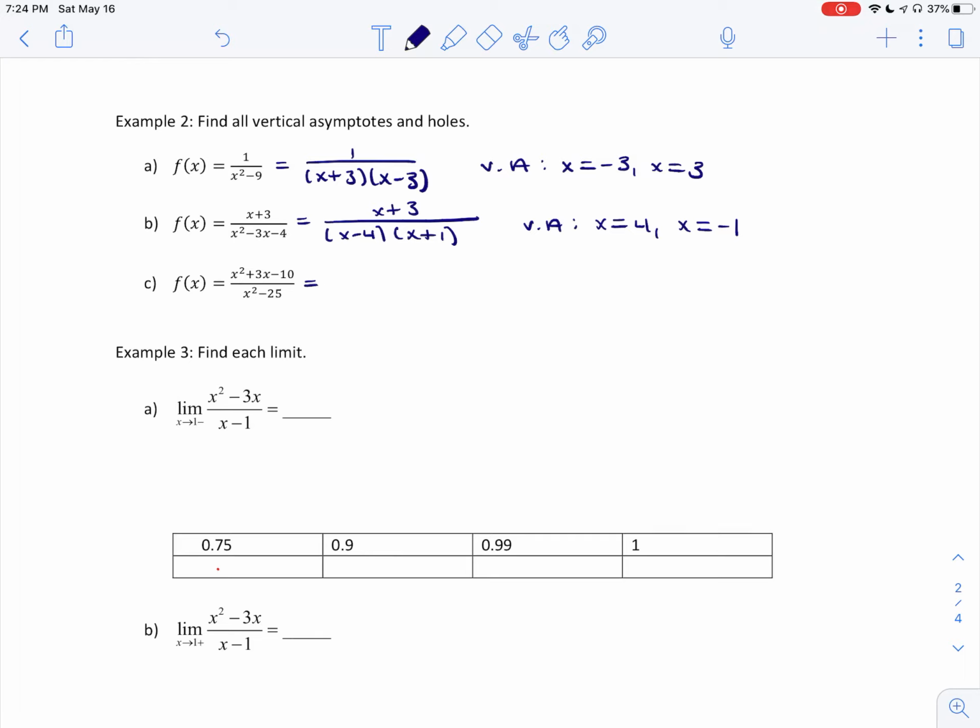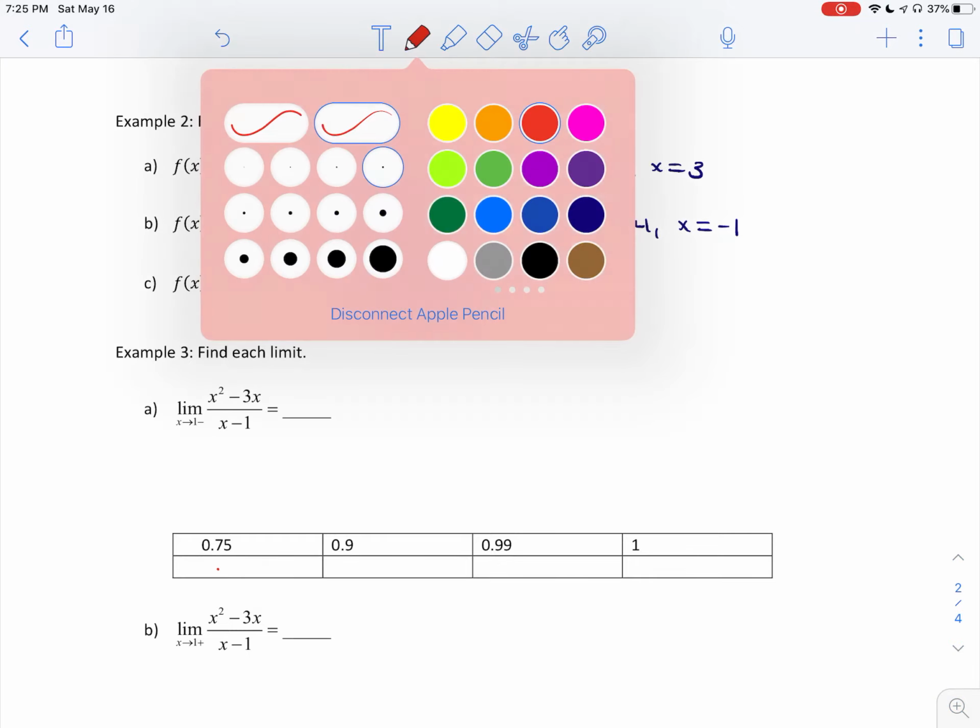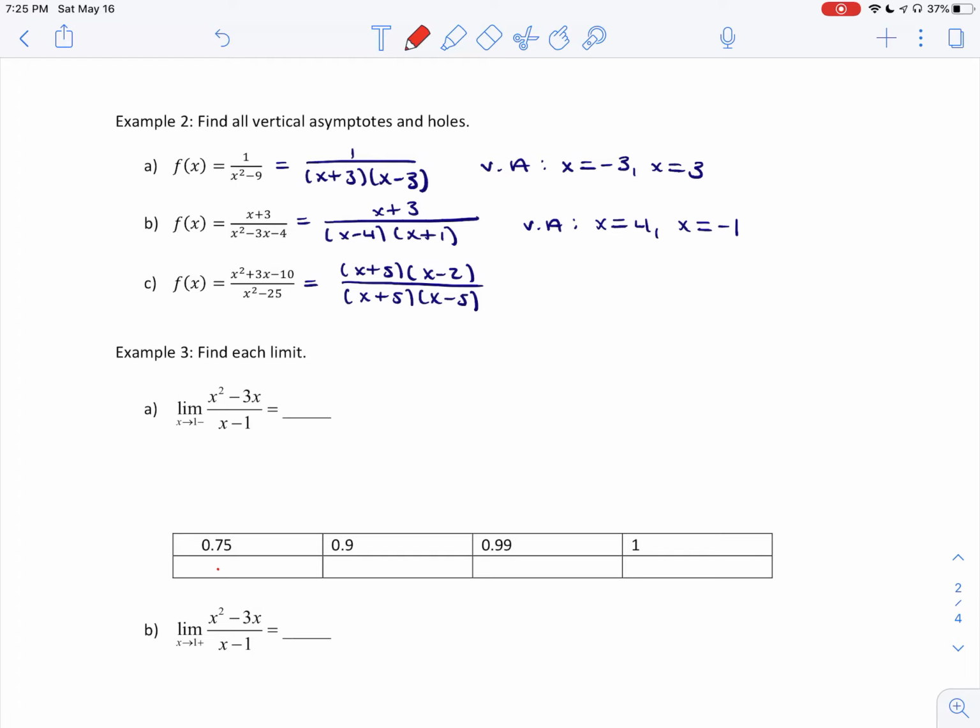All right, lastly, example 2c. Again, start by factoring. This time we can factor both the numerator and the denominator. So our numerator will be x plus 5 times x minus 2. And our denominator is a difference of squares, so x plus 5 and x minus 5. This time we do have a common factor, the x plus 5, so that's going to cancel out, and it's going to give us a hole in the graph at x equals -5.